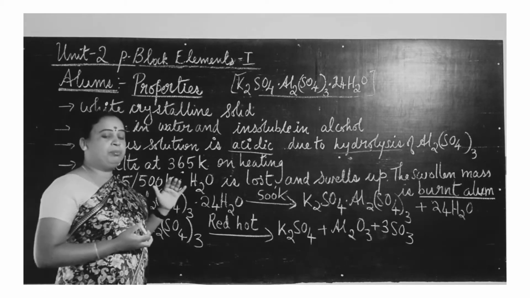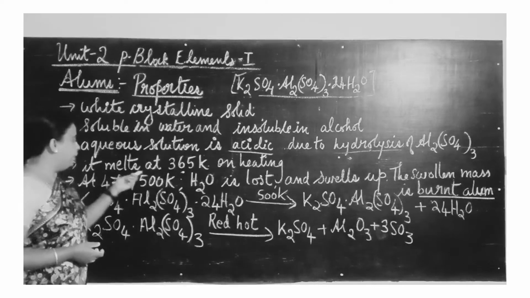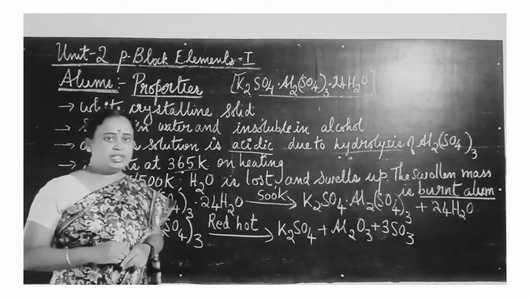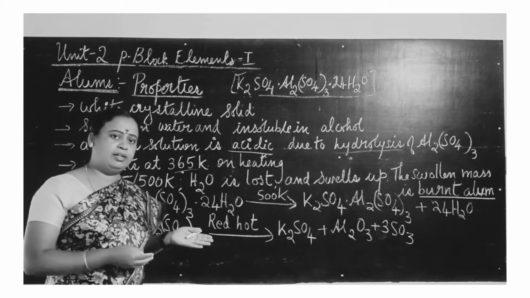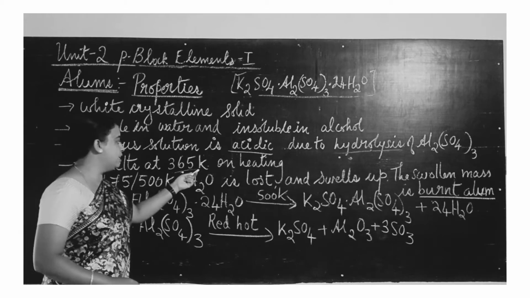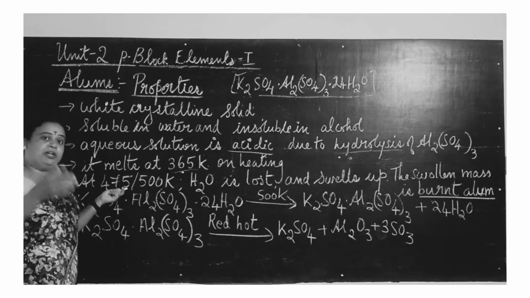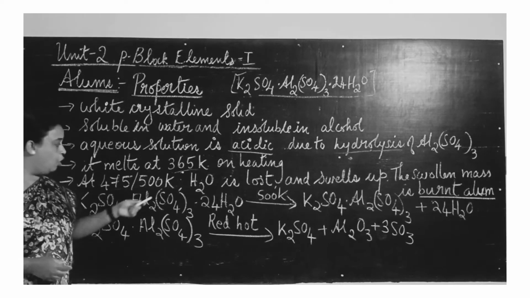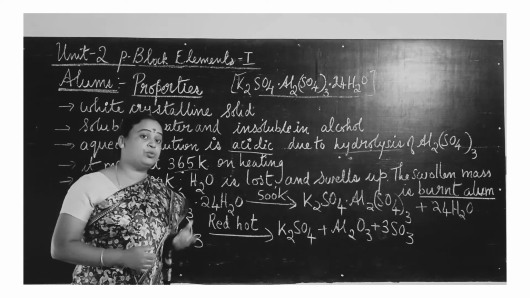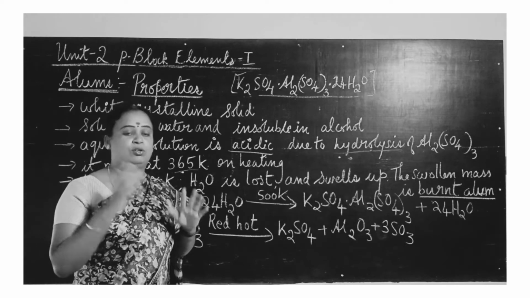Fine. Now when we burn or heat this alum, at a temperature of 365 Kelvin, alum starts melting. It slowly starts to melt because it is a crystalline solid. So it slowly melts at this temperature, that is 365 Kelvin on heating. Now, when we increase the temperature further to 475 Kelvin or 500 Kelvin, what happens to the alum? The water molecules, how many water molecules? 24 water molecules are present in alum. All these 24 water molecules are lost.